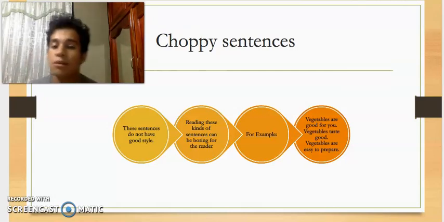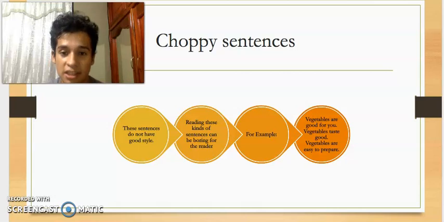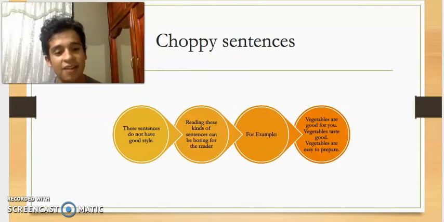Maybe you repeat too many words in a sentence. Maybe you use too many periods in a sentence. Here's an example. Vegetables are good for you. Vegetables taste good. Vegetables are easy to prepare. Now, what we see here is a repetition of the word vegetables. So we need to fix and change that.